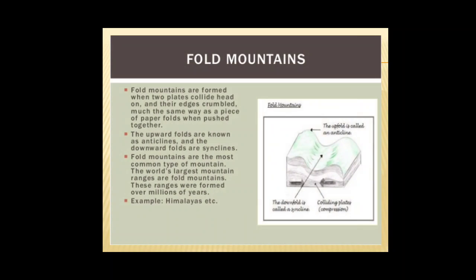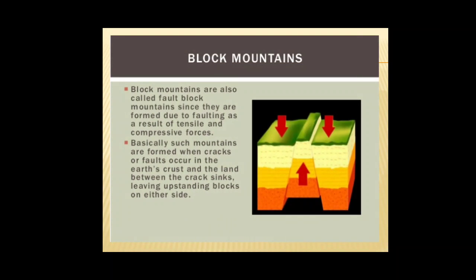Fold mountains are the most common type of mountain. The world's largest mountain ranges are fold mountains, for example, the Himalayas. The next mountain is block mountains. Block mountains are created when large areas are broken and displaced vertically. The uplifted blocks are termed horst, and the lower blocks are called graben. The Rhine Valley and the Vosges mountain in Europe are examples of such a mountain system.